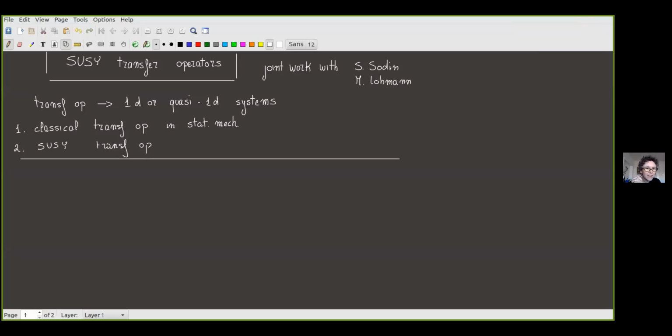Okay, so the transfer operator approach is a powerful tool to study one-dimensional and quasi one-dimensional systems. I will start by giving you an introduction on the classical transfer operator in statistical mechanics, and then I will explain a couple of examples where you have a supersymmetric extension of this transfer operator. Of course, for people who already know the transfer operator, the first part may be boring, but for people who don't know, it's a very nice tool to discover. Okay, so let's start with part one.